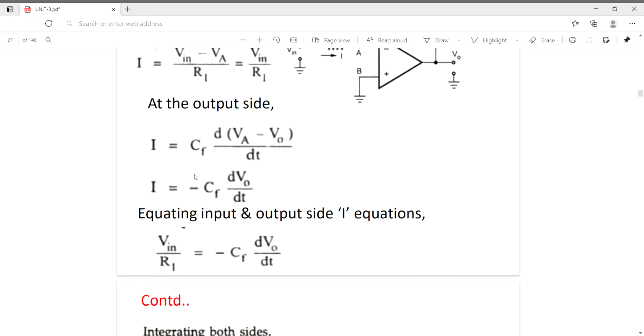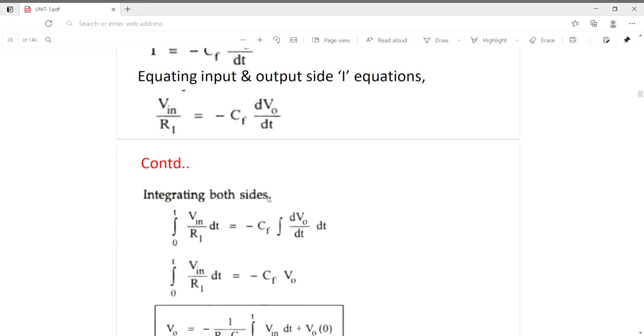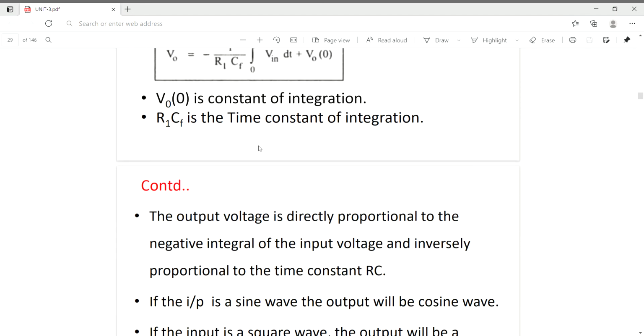And at the output we get I is equal to CF into d by dt of (VA minus V0), and this will make it minus CF dV0 by dt, since VA is 0. Equating these two equations we get Vin by R1 is equal to minus CF dV0 by dt, and integrating both sides we get Vout is equal to minus 1 by R1CF integral from 0 to t of Vin dt plus V0 of 0. So V0 of 0 is constant, and R1CF is the time constant of integration.